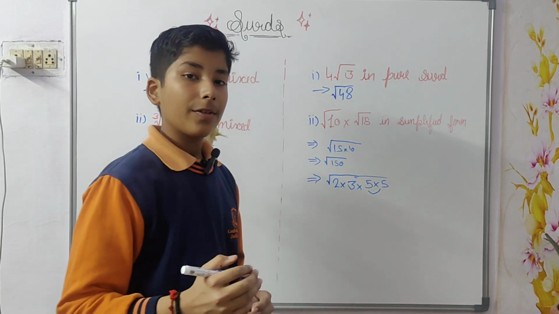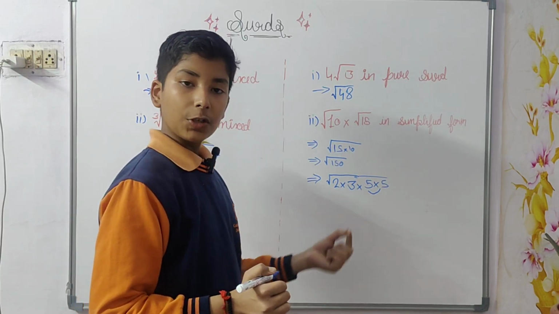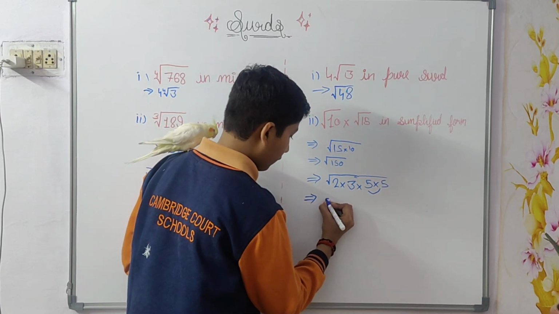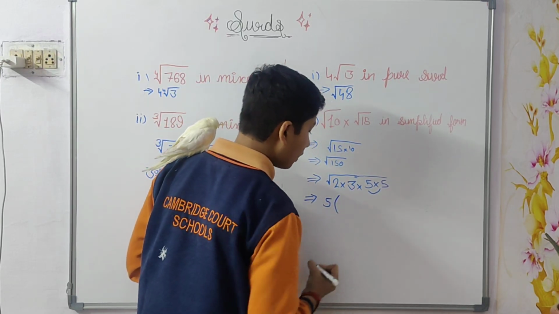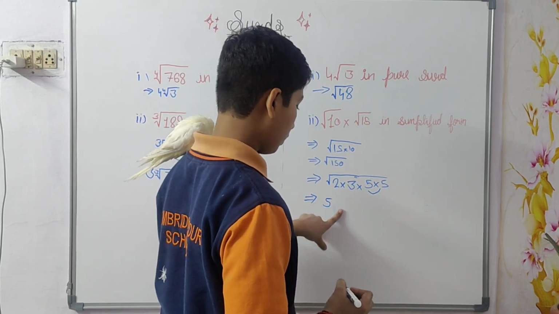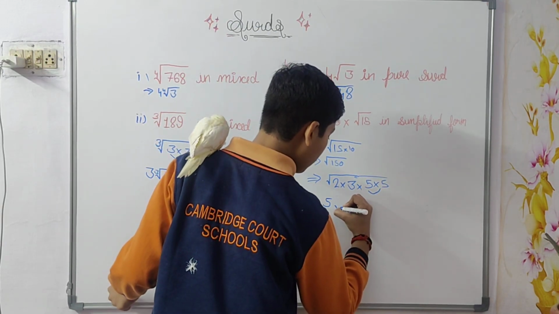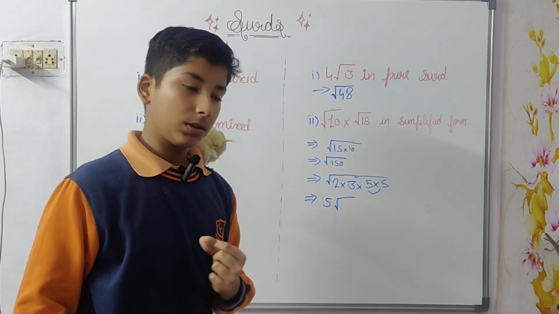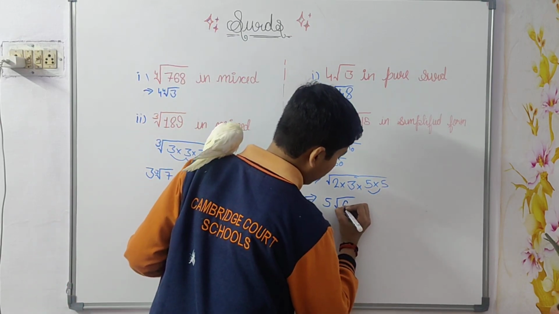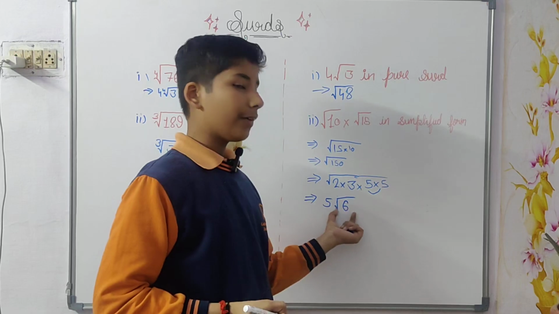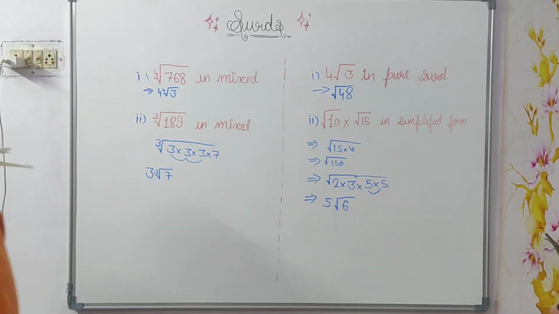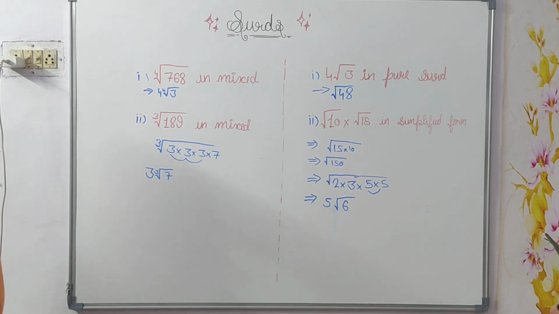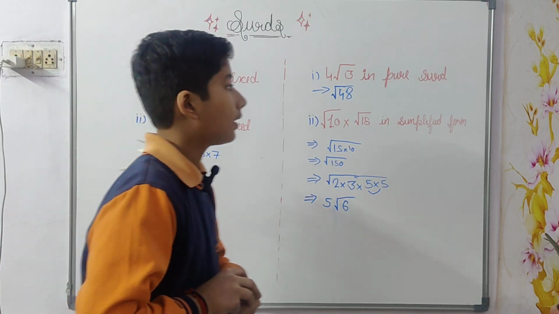See, the pair of 5 is there, but one 3 and one 2 are left. So 5 will come outside, 5 over here, and root symbol. Yes. Now what? 2 into 3. Root 2 into root 3 is root 6. So now our answer is 5 root 6. Let me check if the option is there. Yes, option C, 5 root 6. So hence our answer is correct.